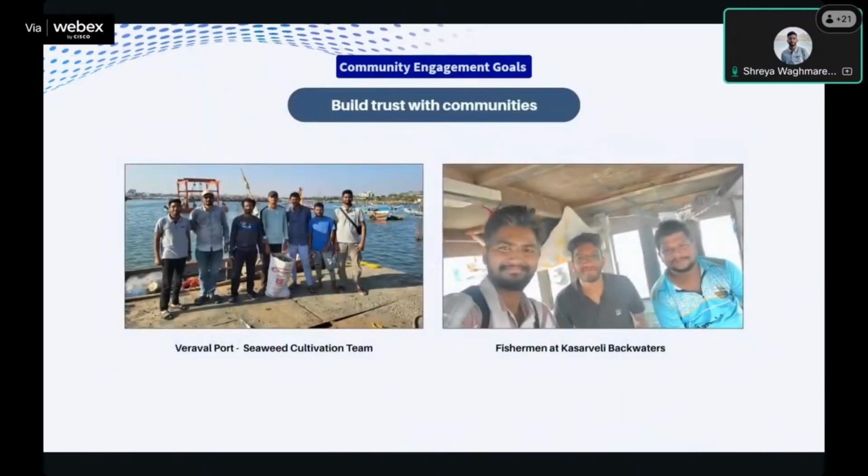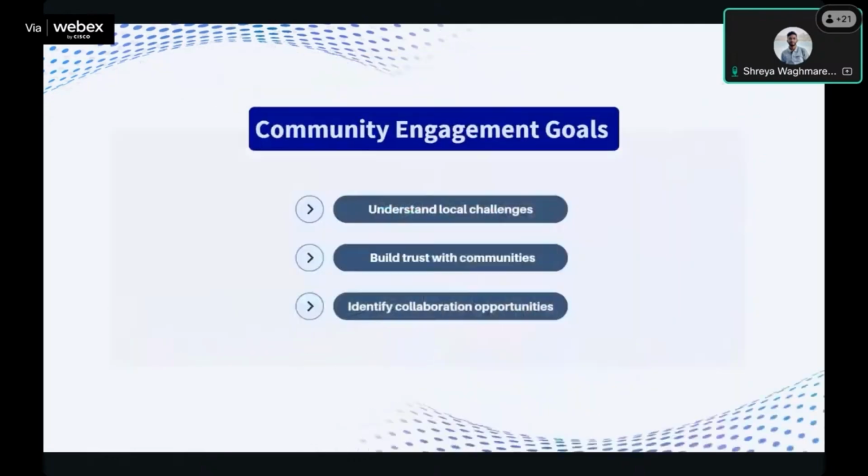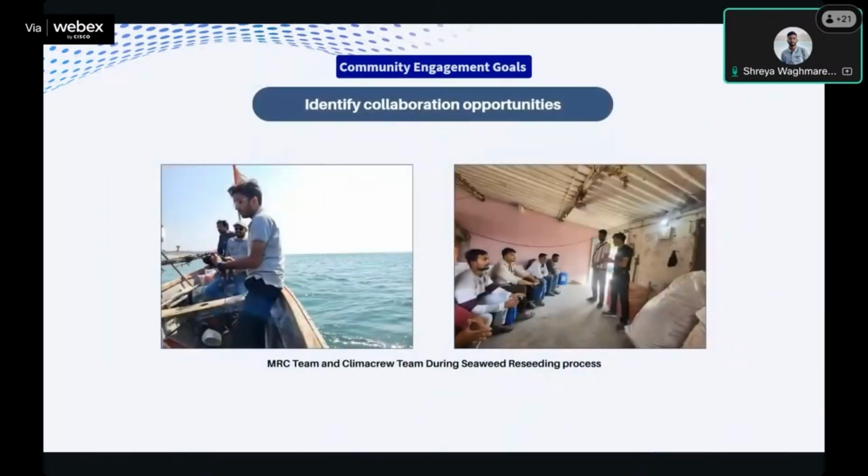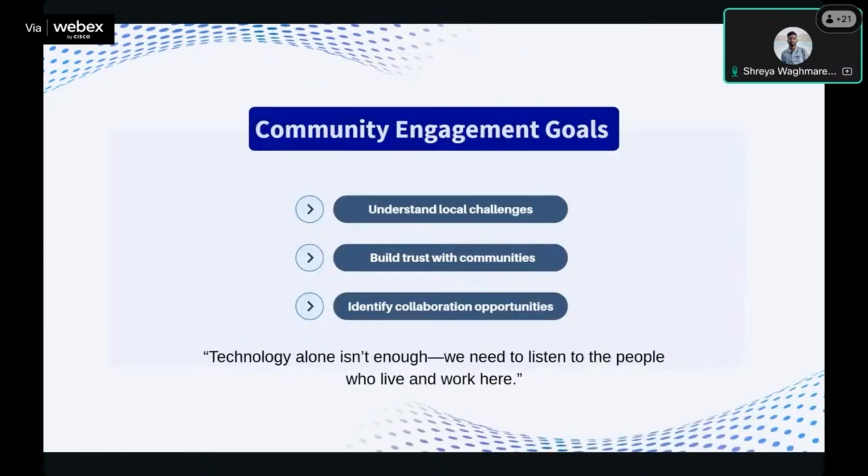The third is the collaboration opportunities. Working in the field with locals gave us a front row seat to their knowledge. Our partner Clima Crew made a great click, connecting our technology with their deep community ties, like the knowledge that we can't find in any manual. So it's a collaboration. We listen, we learn, and we build solutions side by side. I'll say a few times today that technology alone isn't enough. We need to listen to the people who live and work here, and that's the starting point of the visit.